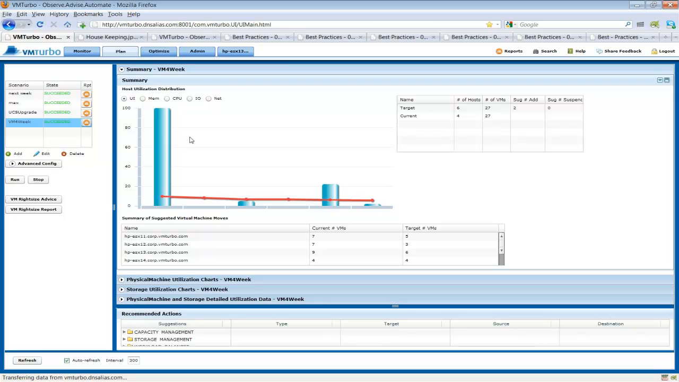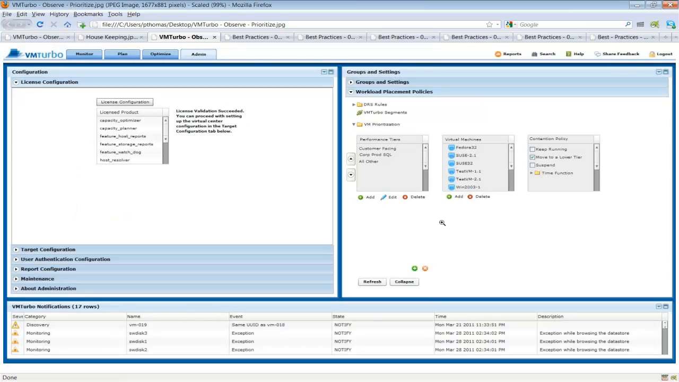So that is the second aspect of the mission-critical application prioritization. The third aspect is the ability to actually say, look, some of these applications are more important than others.